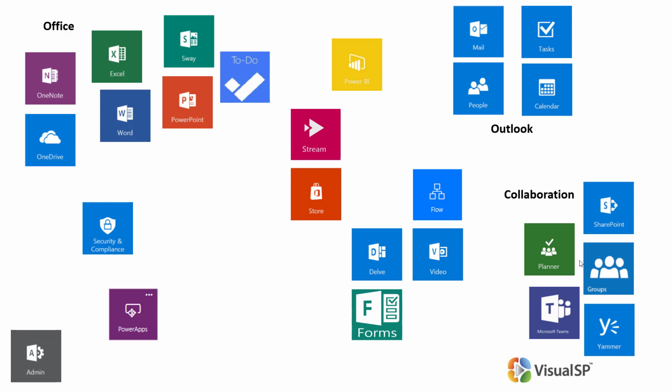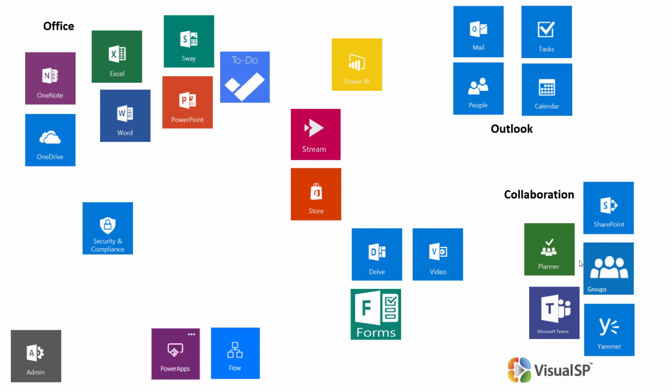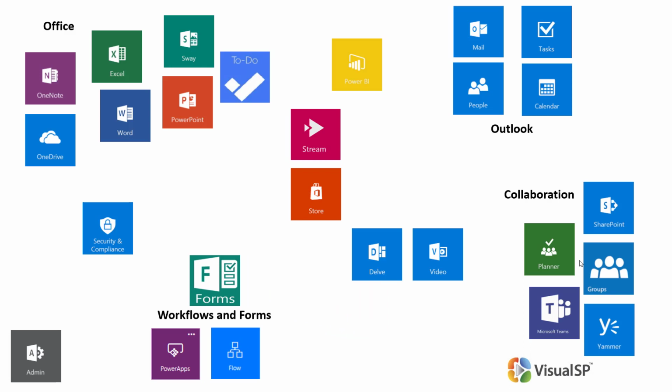You have Administration. This is obviously where all the administration of Microsoft Office 365 happens. Then you have Power Apps, Flow, and Forms. And this group is going to be Workflows and Forms. That's where the automation happens, the forms happen, things like that. Then you got Store. That's the App Store. That's all by itself. And I won't be talking much about this particular one in this presentation, but just so you know, that's where you go to purchase apps or to acquire apps, right?